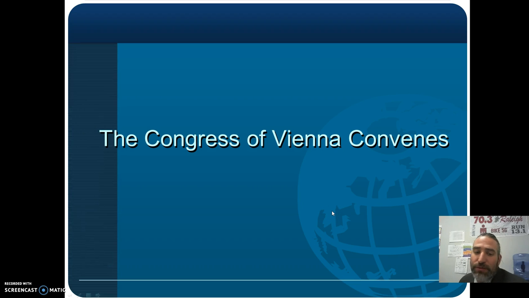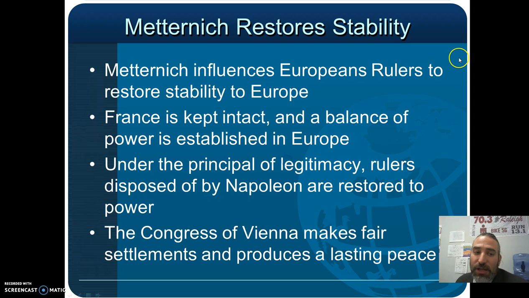This leads to the creation of the Congress of Vienna. This is where we're going to create a lasting peace, arguably all the way up to World War I, where Europe will kind of have this balance of power. It's led by Baron von Metternich. He influences all of the other European rulers to create a stability in Europe. It's not about punishing France. It's about moving forward and not having a lot of war or battles or problems in Europe anymore, so that we can all expand and grow economically peacefully.